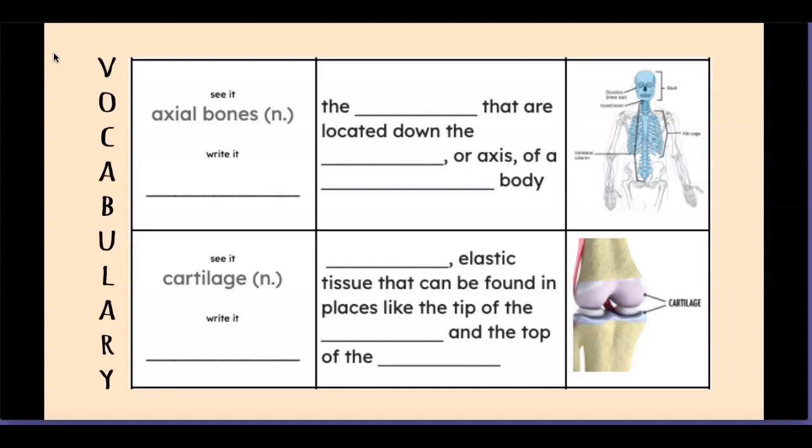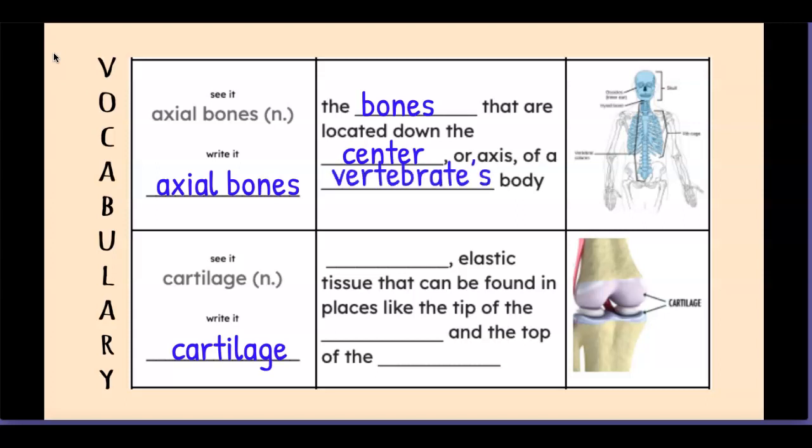The first word is axial bones. Say it with me. Axial bones. This is a noun. It's the bones that are located down the center or axis of a vertebrate's body. Axial bones. So it goes down the center of the body, right here.